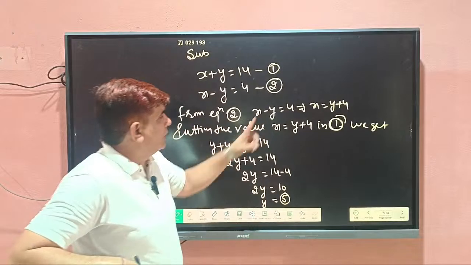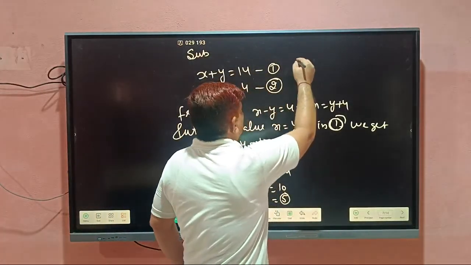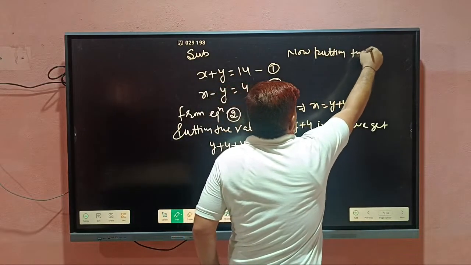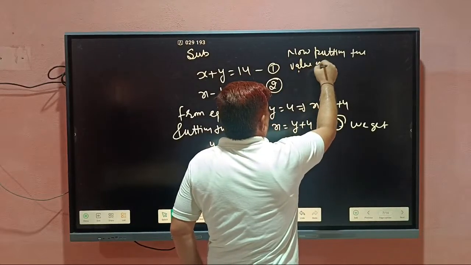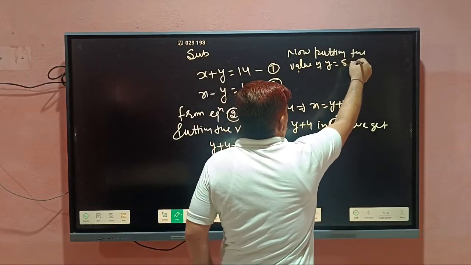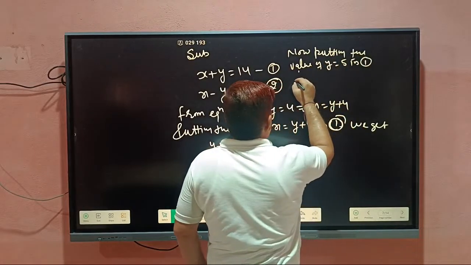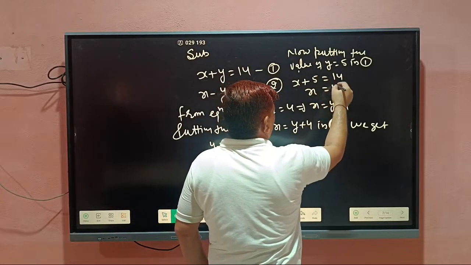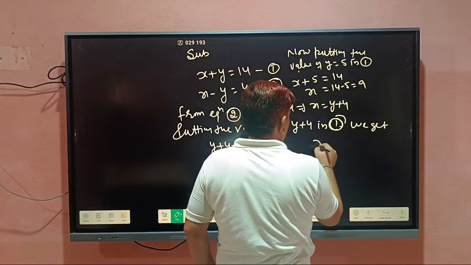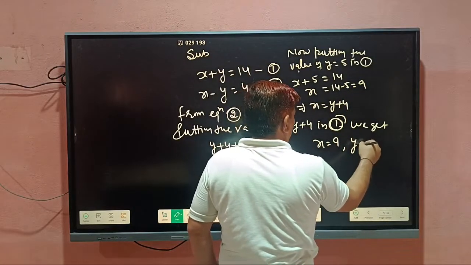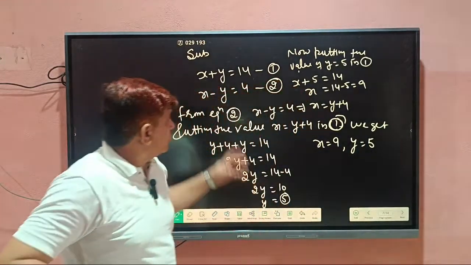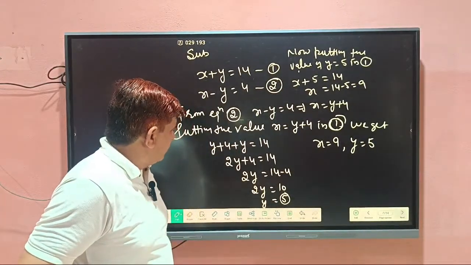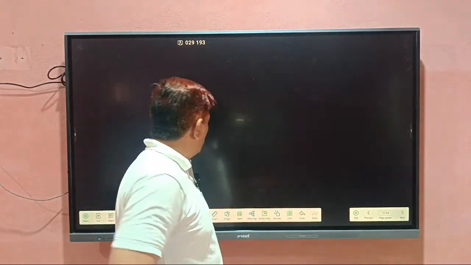Now putting the value of y here in any one. Putting the value of y equal to 5 in the first or second. So x plus 5 equal to 14. So x is equal to 14 minus 5, 9. So what's the value of x? X equal to 9, y equal to 5. We can solve this by the elimination method also, eliminating one variable. But here, which method is given that you have to apply? Substitution method you have to apply.